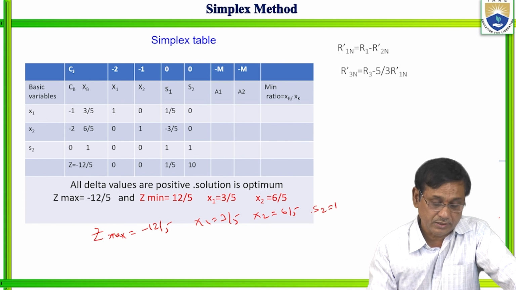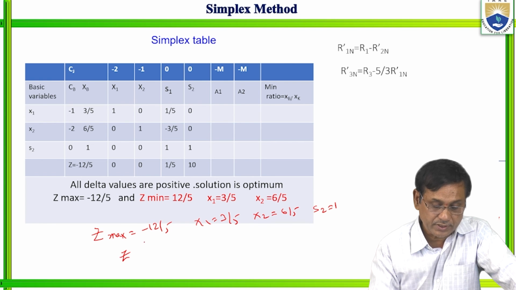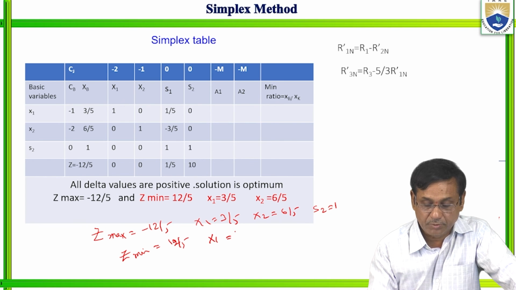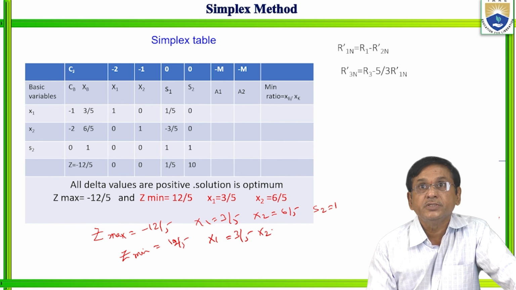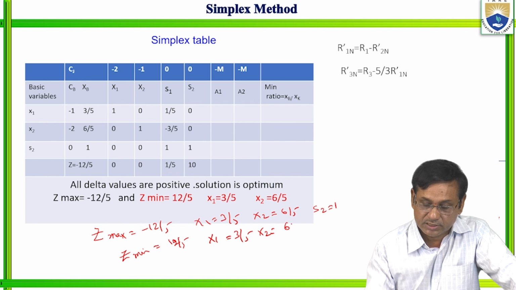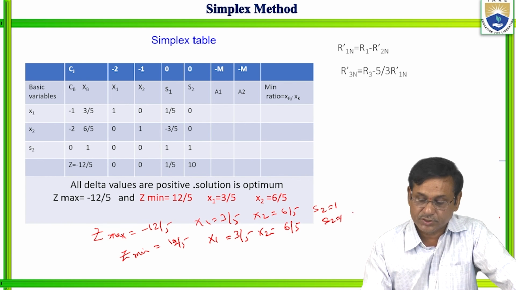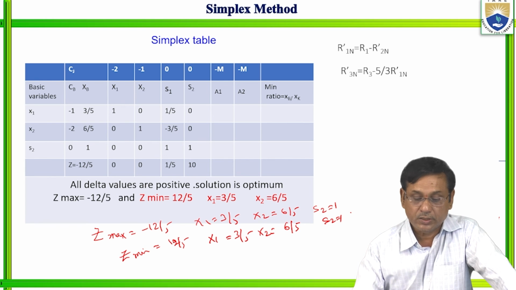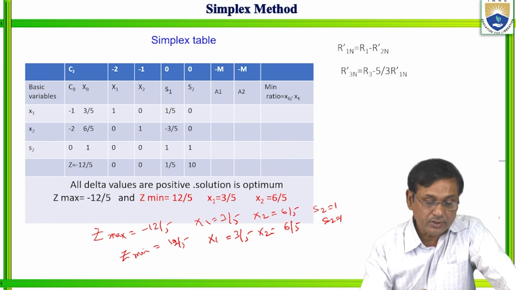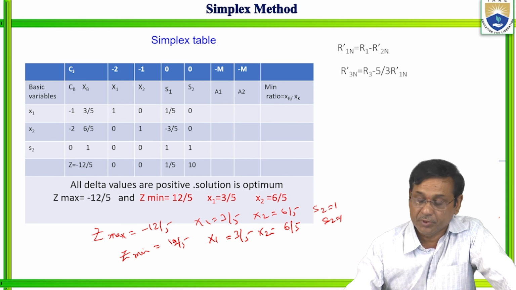So this is the solution, but we want to find the minimization problem, so again we multiply this by a negative sign, then it becomes Z minimum equal to 12 by 5, x1 equal to 3 by 5 and x2 equal to 6 by 5 and s2 is equal to 1. This is the solution. Now like this you can find. Now you see all the delta values are positive. The solution is optimum.